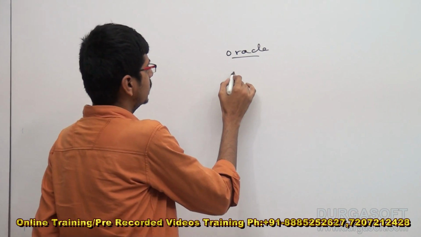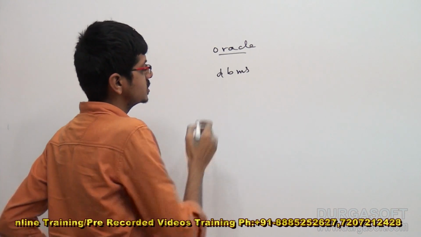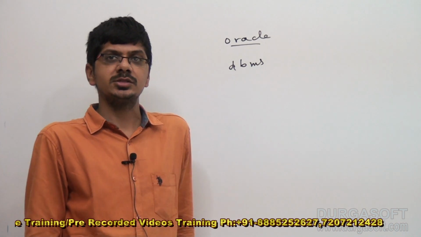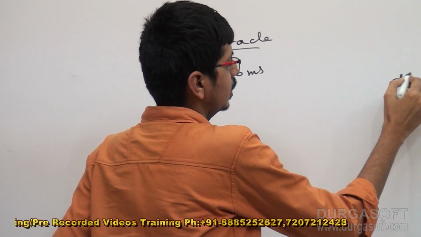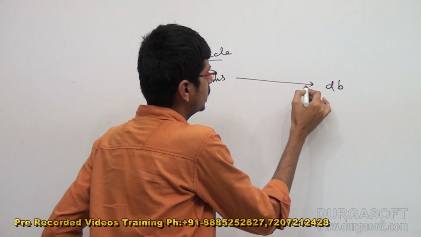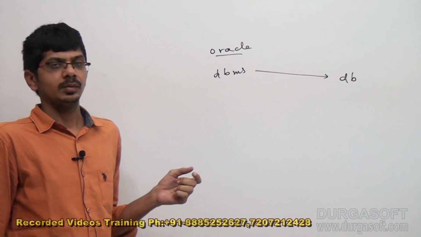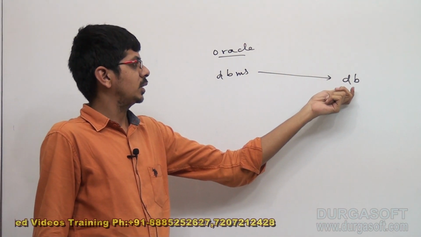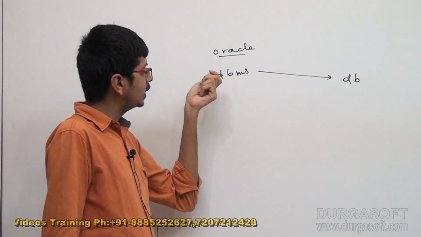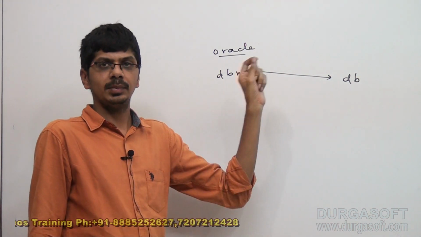Oracle is a DBMS. So DBMS means database management system. So database, in the sense, it is a memory area which can be accessed by the database management system. Okay, so database is a memory area which can be accessed by only DBMS but not any other application.